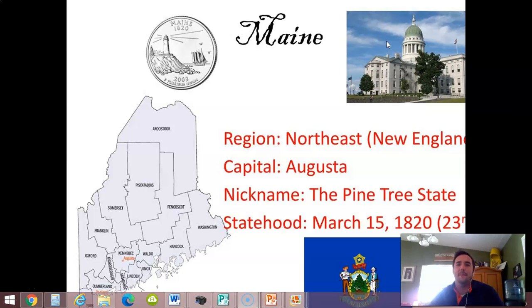Let's start with Maine. Now, Maine, they have the capital city of Augusta. What I kind of like about these is they have these broken up into counties. Now, we talked about, here's a capital city of Augusta, right? That's where the state capital is. In fact, this is a picture of the state capital building in Augusta where the state laws happen.